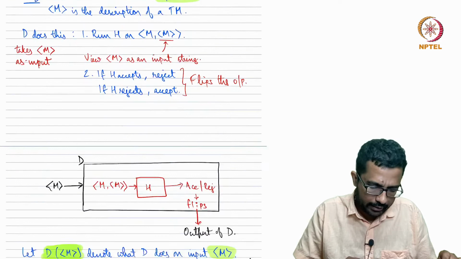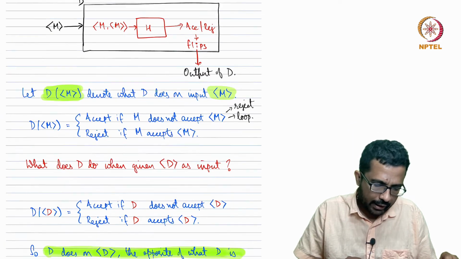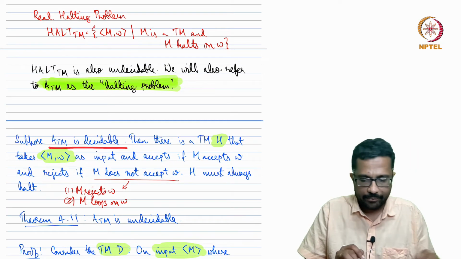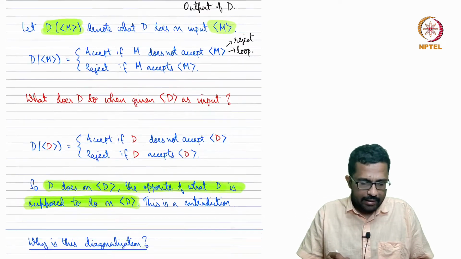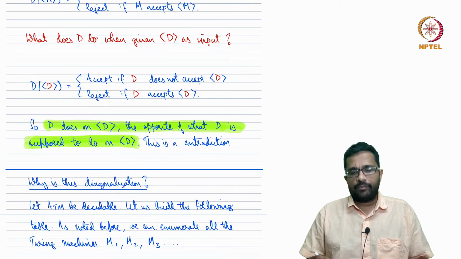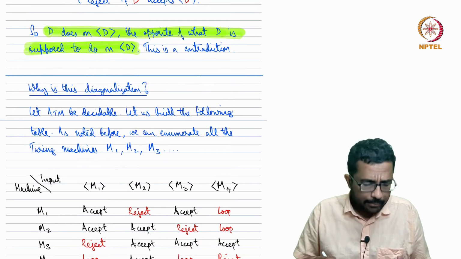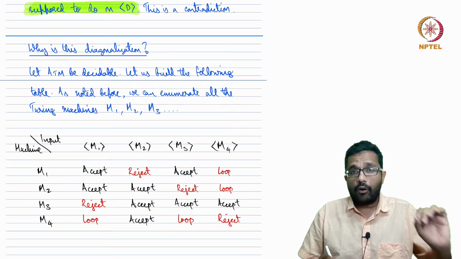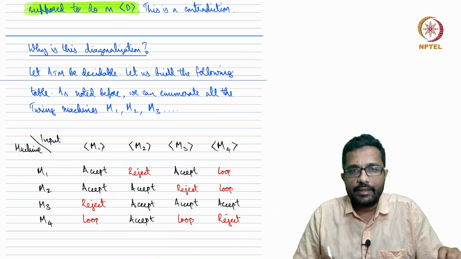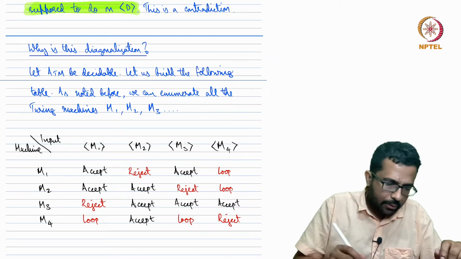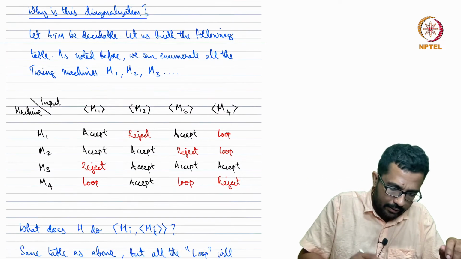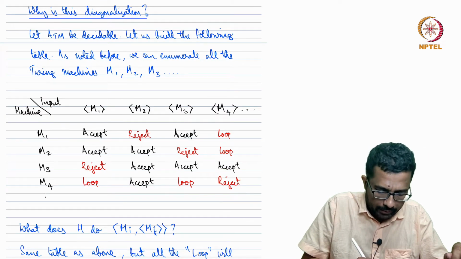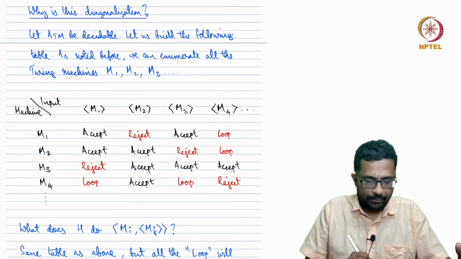Notice that at the end we got the contradiction, and the assumption that we are contradicting is the assumption that HALT-TM is decidable, right? So let us see another perspective for the same proof. Suppose HALT-TM was decidable. We can build a table. We have already seen that the set of all Turing machines is countable. So now let us build the following table. The columns are descriptions of Turing machines, and the rows are indexed by Turing machines, right?